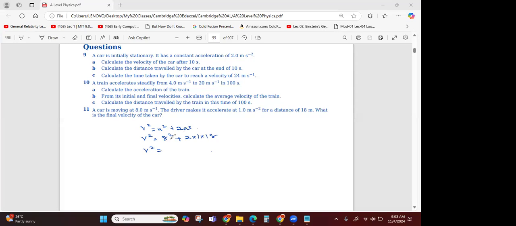So v squared is equal to 8 squared, which is 64, plus 2 into 18, which is 36. So v squared is equal to 100. So v equals square root of 100, which is 10 meters per second. Okay. All clear, right? Yeah.